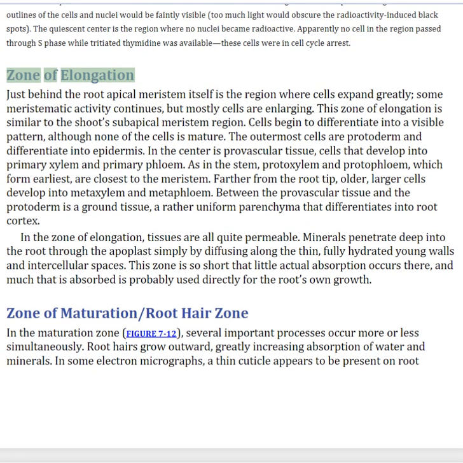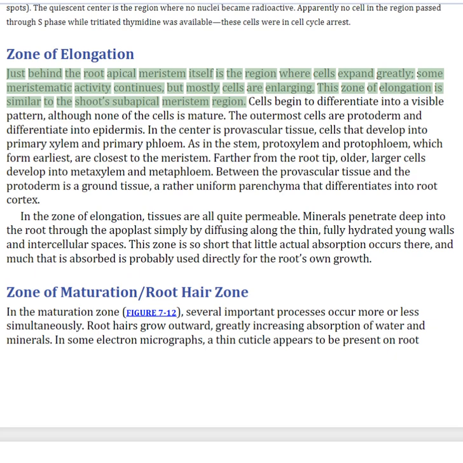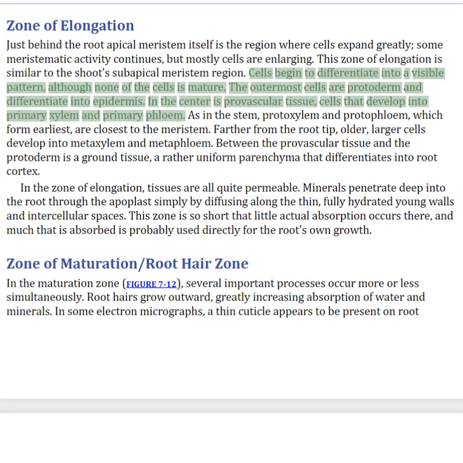Zone of elongation. Just behind the root apical meristem itself is the region where cells expand greatly. Some meristematic activity continues, but mostly cells are enlarging. This zone of elongation is similar to the shoot's subapical meristem region. Cells begin to differentiate into a visible pattern, although none of the cells is mature.